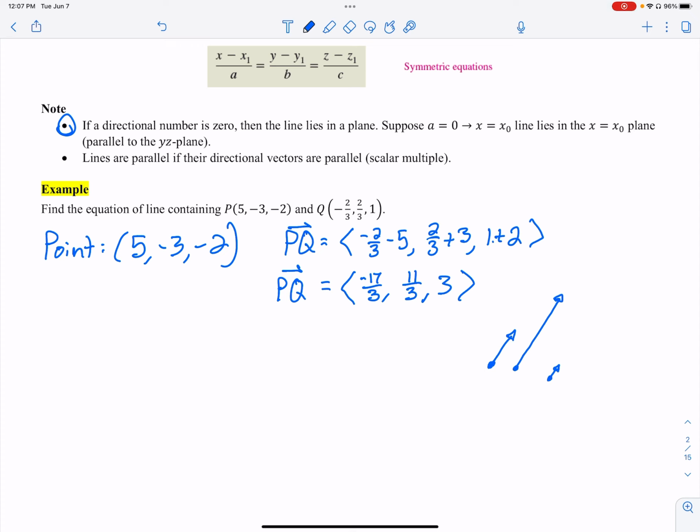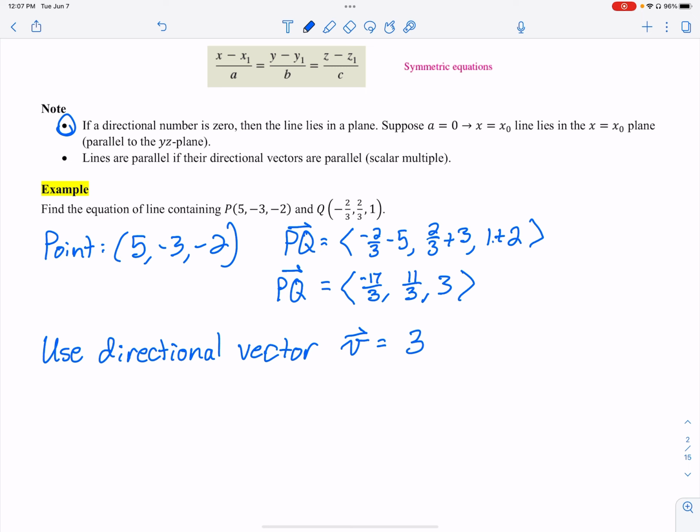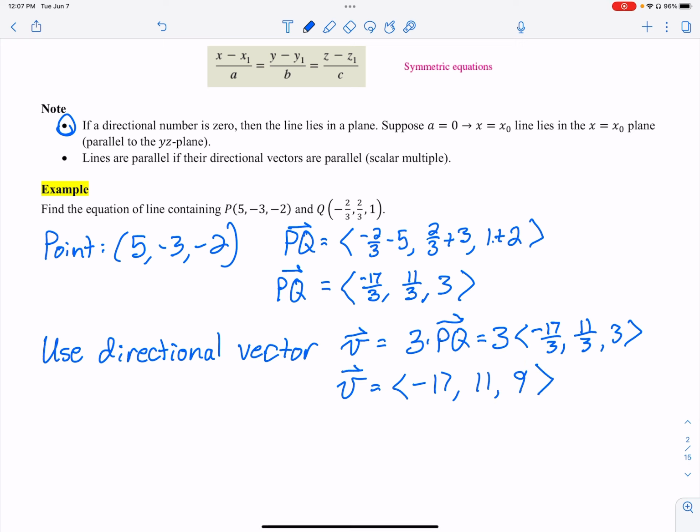So for the directional vector, we can multiply by anything we want to get this. For my directional vector v, I'm going to use 3 times PQ. It still has the same direction. I'm just making it 3 times as big. The reason is that if you look at your fractions, this will get rid of everything. So v is negative 17, 11, and 9. Don't forget to multiply your constant there if there is one.